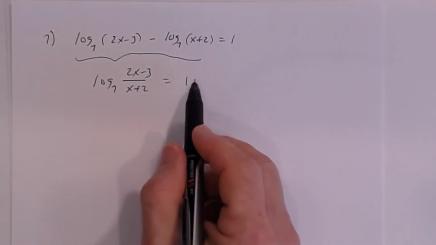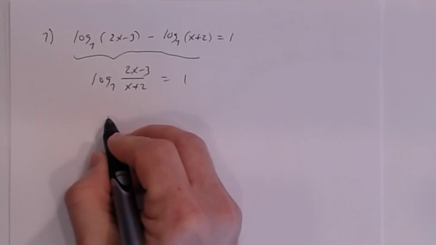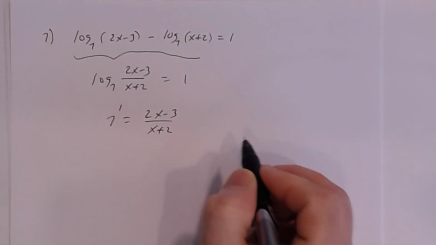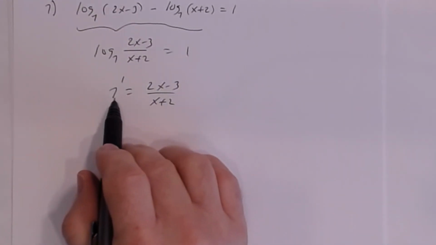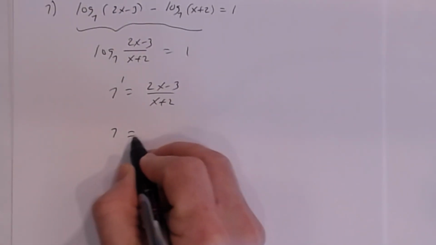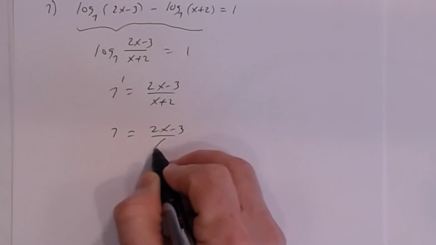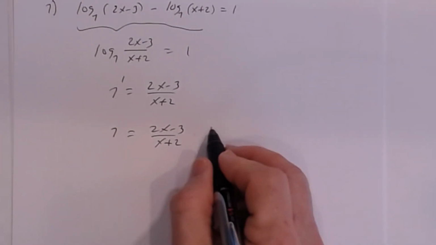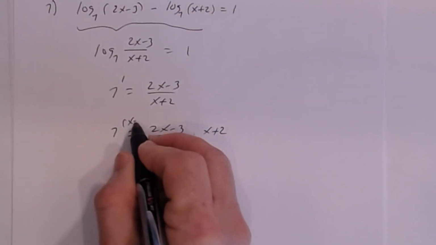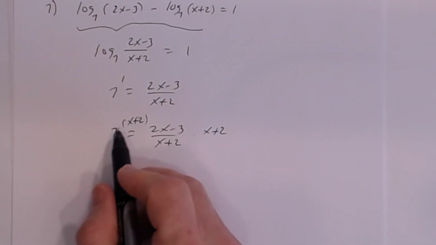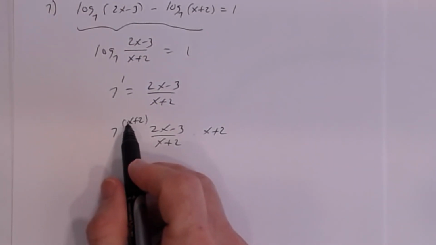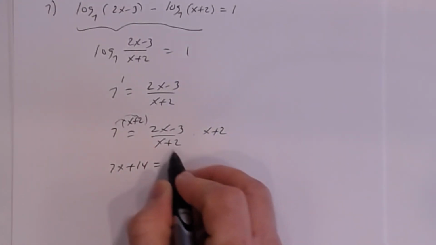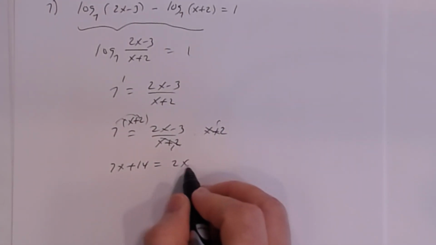Now, since I have a single logarithm, I can change it to exponential. So it's your base raised to this power equals the argument. So 7 to the first equals 2x minus 3 divided by x plus 2. So 7 to the first is 7, so I'm going to rewrite this as 7 equals 2x minus 3 divided by x plus 2. Okay, so now I'm going to go ahead and clear the fractions. I'm going to multiply both sides by x plus 2, the LCD. And so if I distribute the 7 here, I get 7 times x plus 2. So that's 7x plus 14 equal, these divide out, you get 2x minus 3.